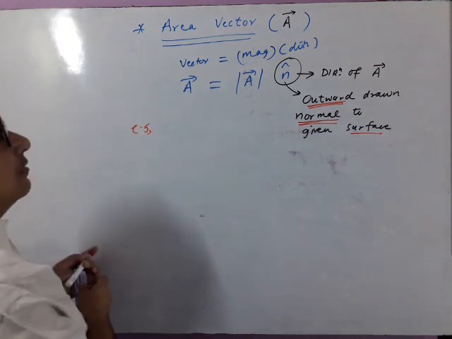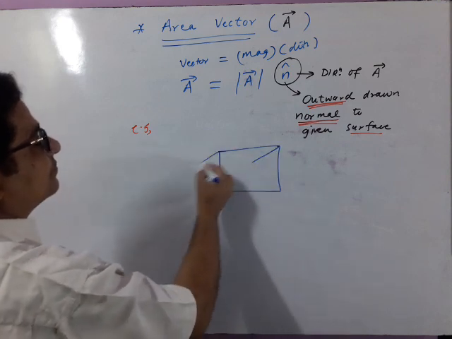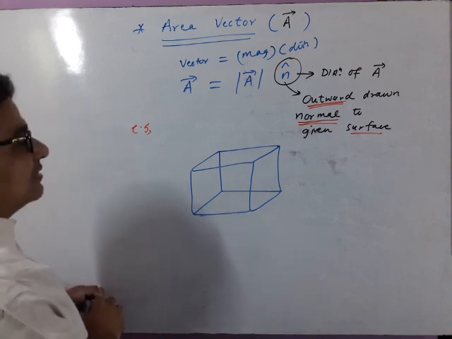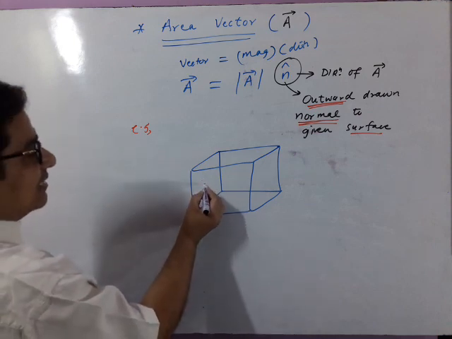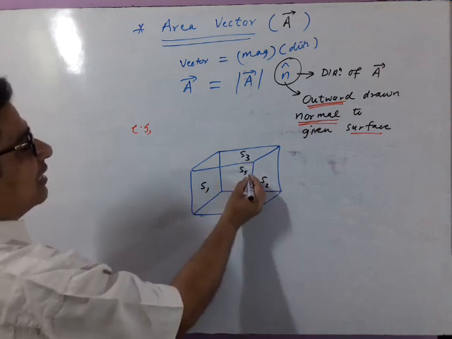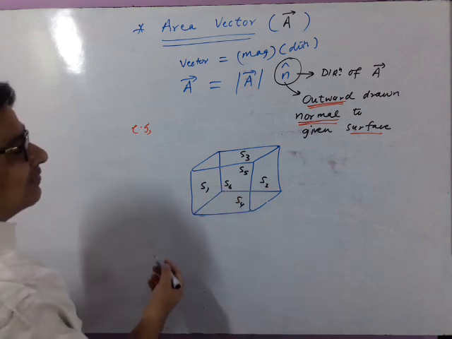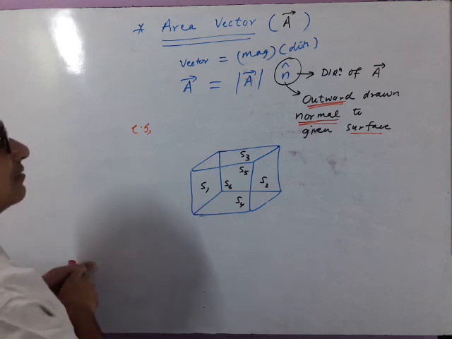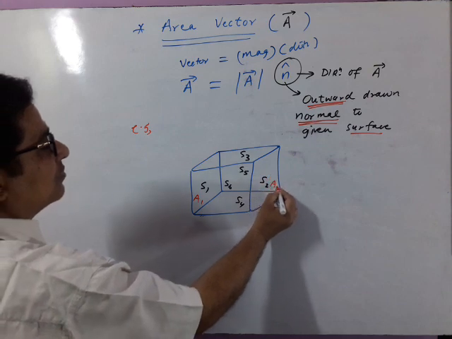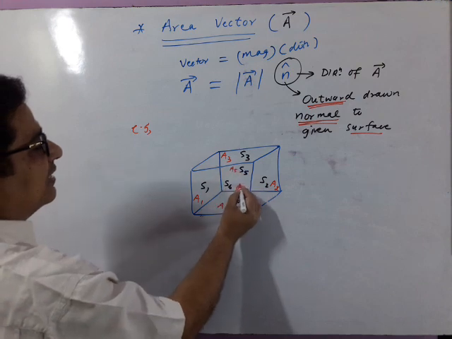See, as an example, this is one cube. Now the cube has 6 faces, 6 surfaces: S1, S2, S3, S4, S5 and S6. You may write them as 6 area vectors: area 1, area 2, similarly area 3, area 4, area 5 and area 6.